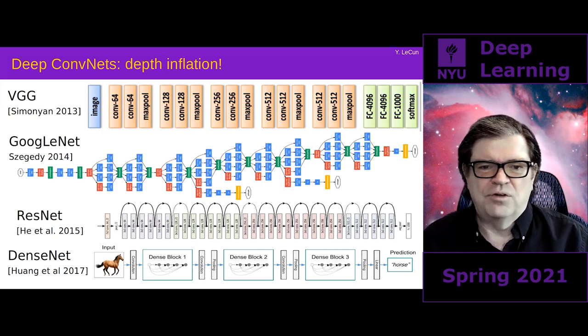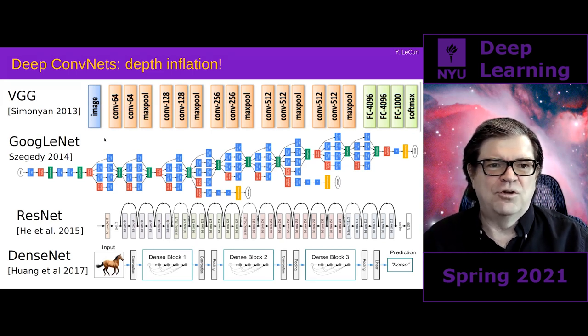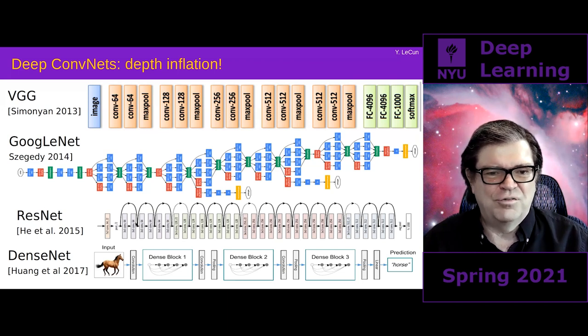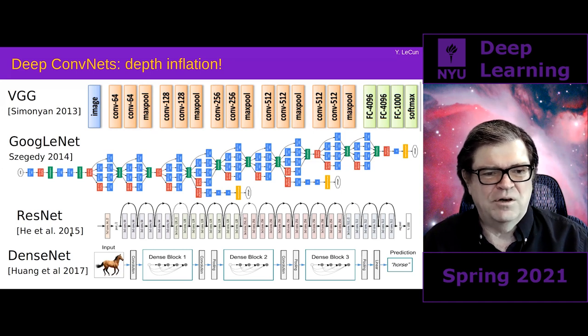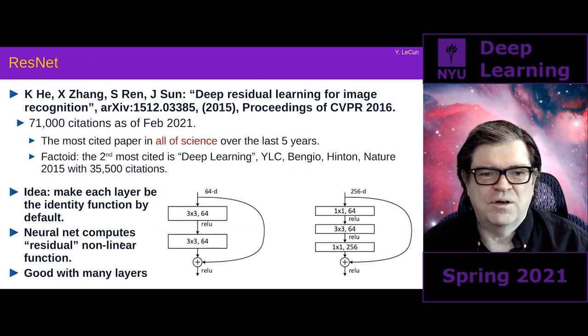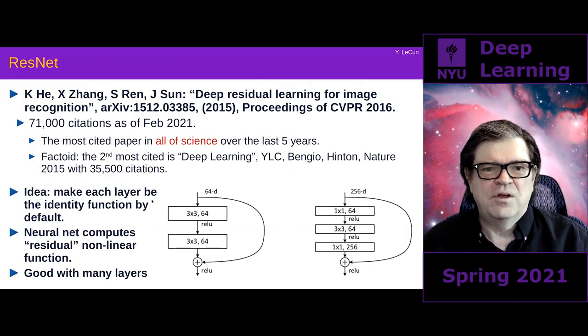And what happened during that period is that the number of layers of those networks grew dramatically, particularly with the invention of the ResNet architecture. This was a paper by Kaiming He in 2015. The paper was actually published in 2016, but it was on arXiv in 2015. And I'm going to tell you a little bit about this.